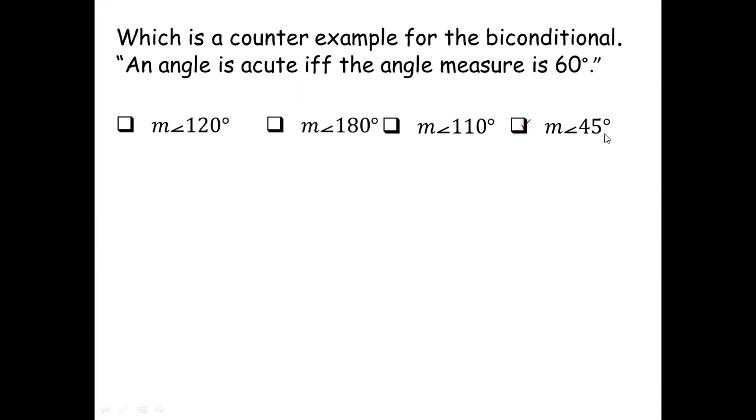But here the other options are 120 degrees. Now a 120 degree angle is an obtuse angle, so it has nothing to do with acute. How about 180 degrees? That's a straight angle. It also has nothing to do with acute.